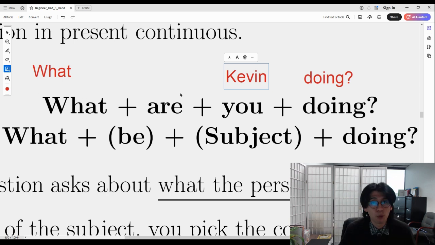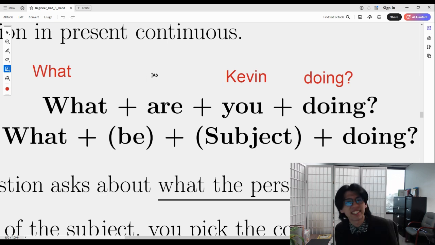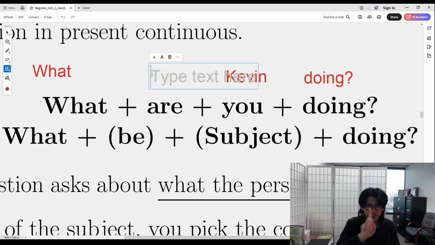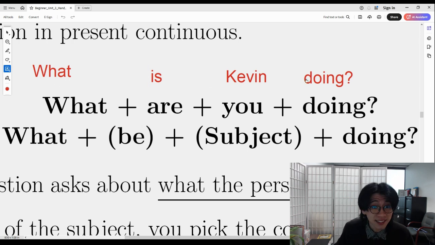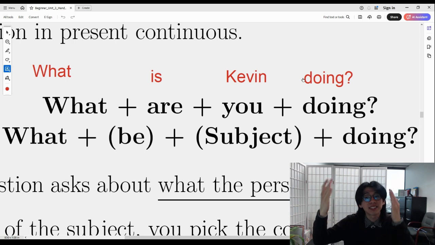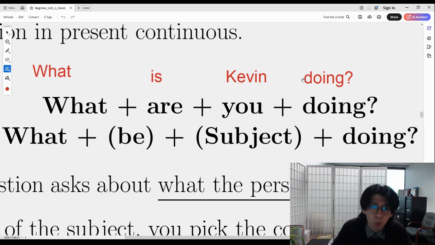Okay. 4, 3, 2, 1. Okay. We use is, right? Kevin is one person, it's singular. So we want to use is, right? Now we have the sentence again. Yay! That was pretty easy to make. What is Kevin doing? What is Kevin doing? Asking the action that Kevin is doing at the moment. So, what is Kevin doing?